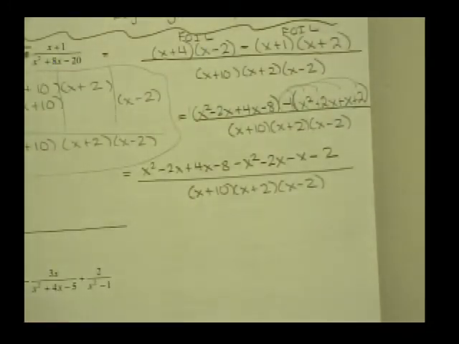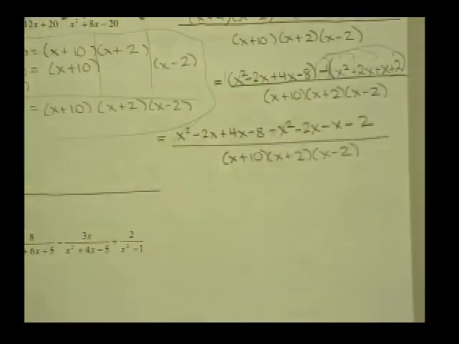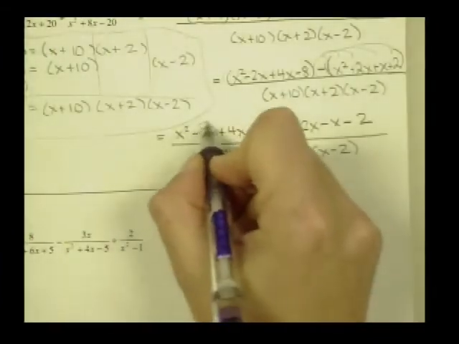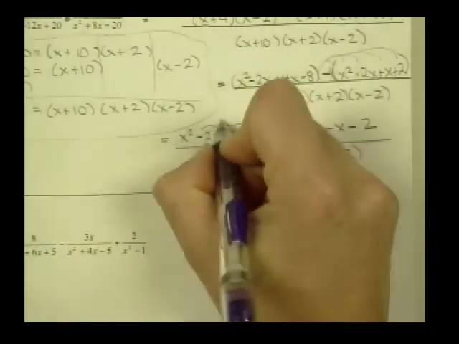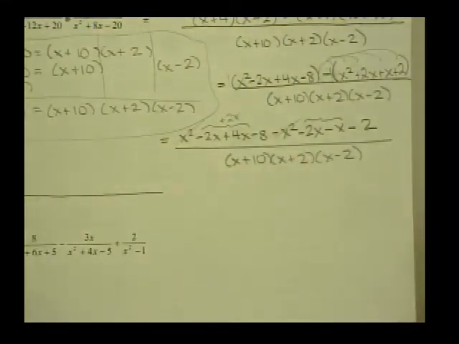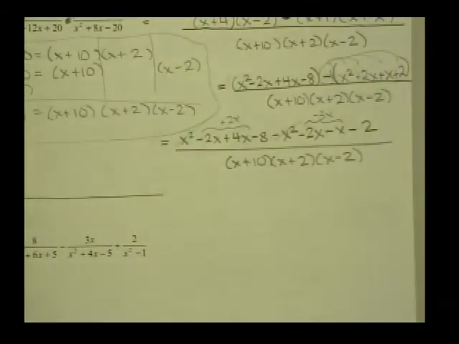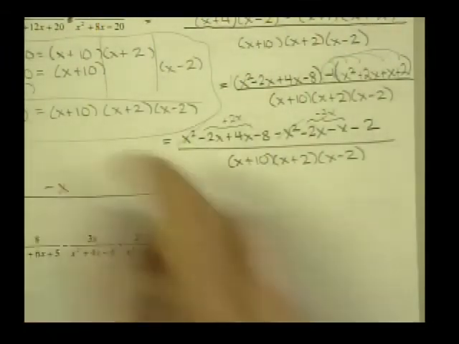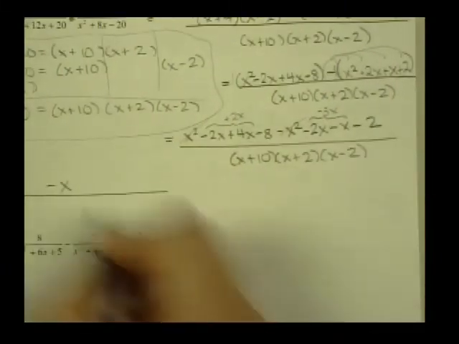What about the x squared terms? They cancel, right? Plus x squared minus x squared. Okay, now there are a bunch of x terms. I'm going to do these two together. Negative 2x plus 4x would give us what? Positive 2x. And minus 2x minus x would give us minus 3x. So we have plus 2x minus 3x. What would that give us? Minus x. And then we have negative 8 minus 2, negative 10.